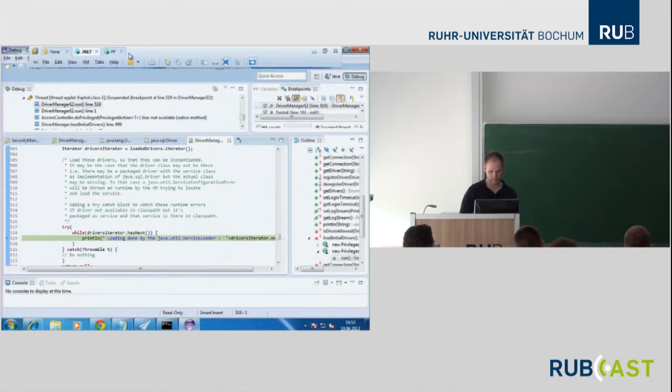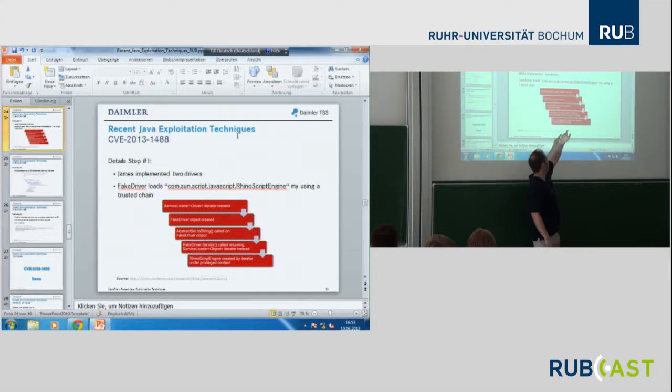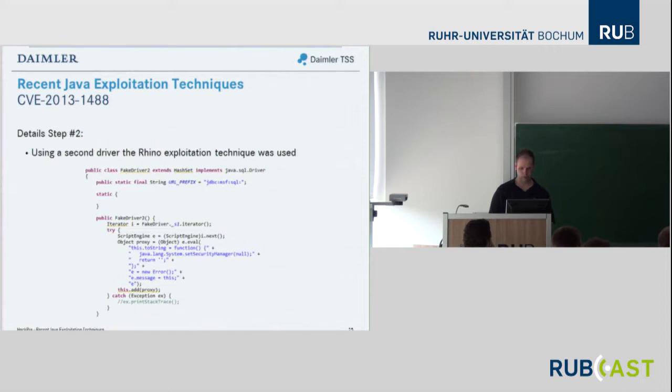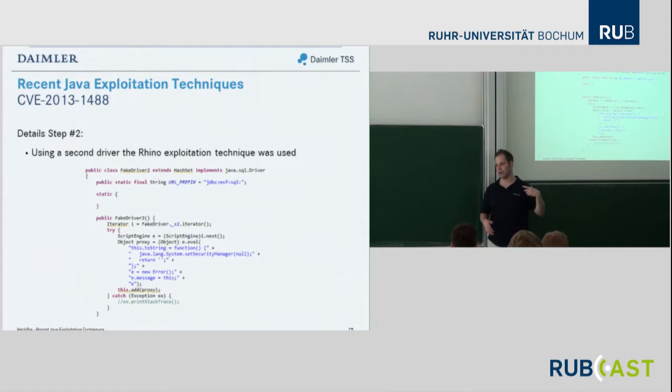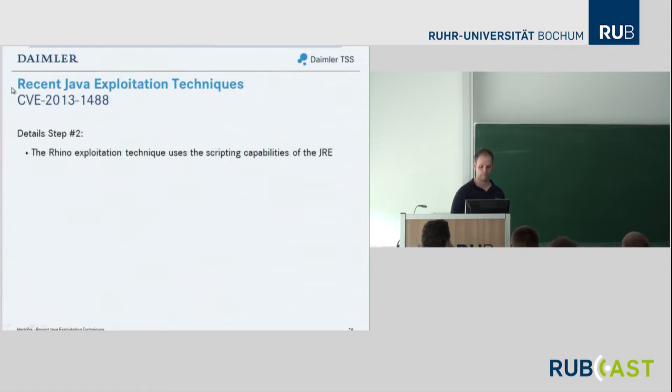Back to the PowerPoint. So the service loader created the first driver object. Then we got this Rhino script engine created under privileged context. And the next step is interesting. The Rhino exploitation technique, and that's the same code you can find on the internet. The second driver is created, and in the second driver, an object of the script engine class is created. And with this script engine, you can run JavaScript code in your JVM.